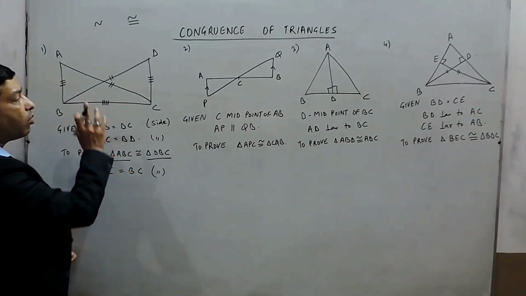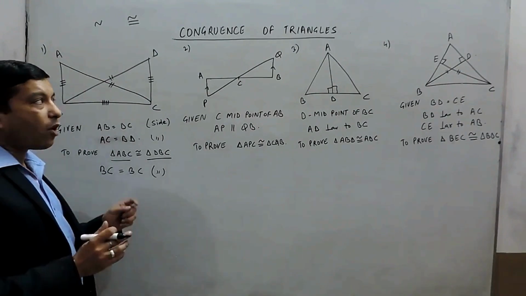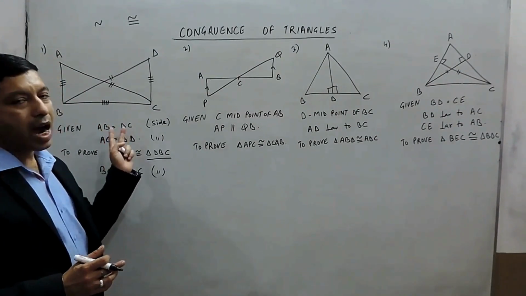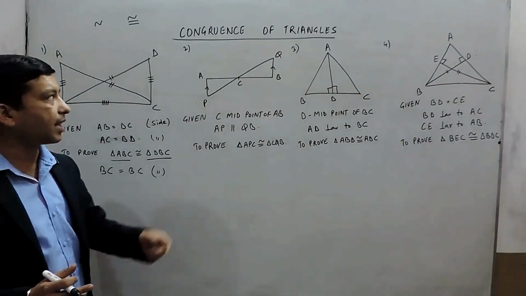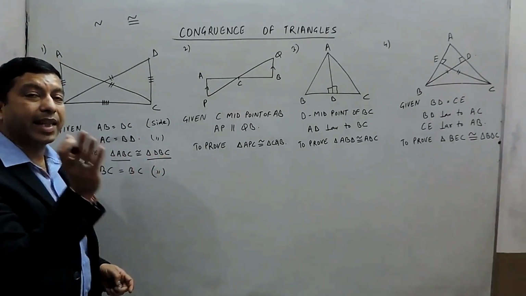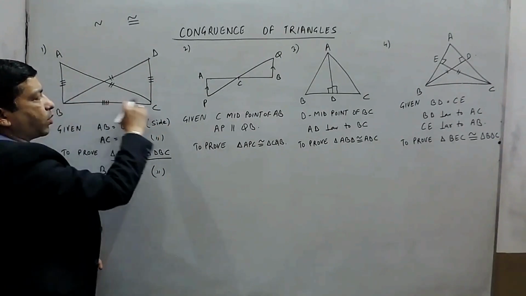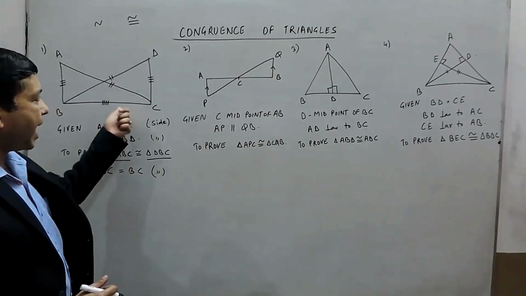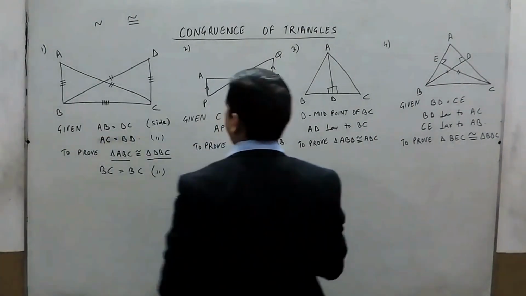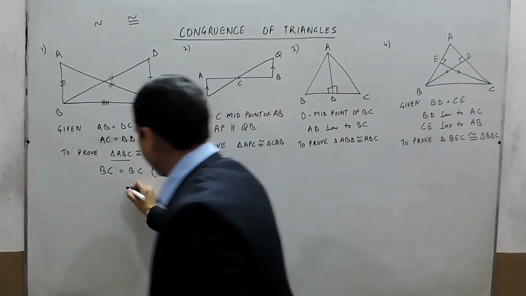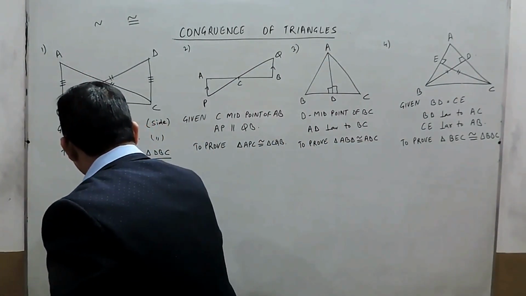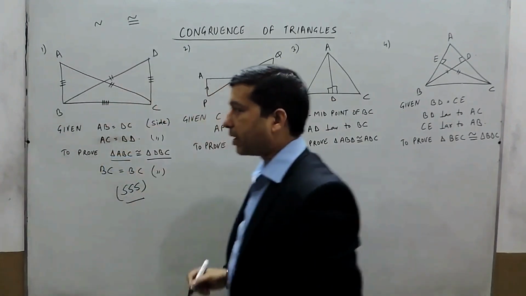Here we have to keep one thing in mind: if all three angles of one triangle are the same as the three angles of another triangle, that does not mean that they are congruent. But if the three sides of one triangle are equal to the three sides of another triangle, that means they are congruent to each other. So here we can say, by the rule of SSS, these two triangles are congruent to each other.